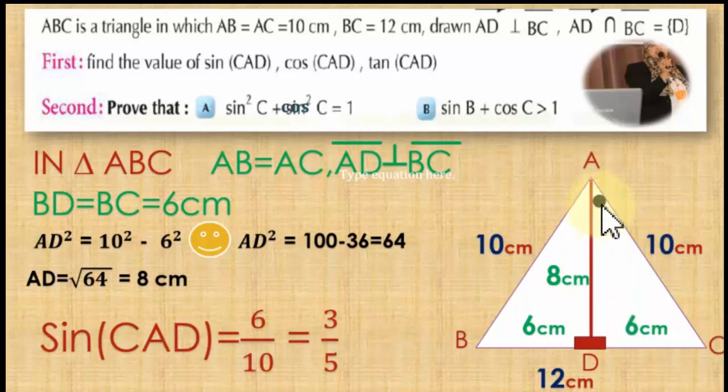CAD, this angle. The sine of this angle equals the opposite side over the hypotenuse. The opposite side here is 6, the hypotenuse is 10, so it equals 6/10. We can write it in the simplest form, dividing both terms by 2. 6 divided by 2 equals 3, 10 divided by 2 equals 5, so we can write sine of angle CAD as 3/5.